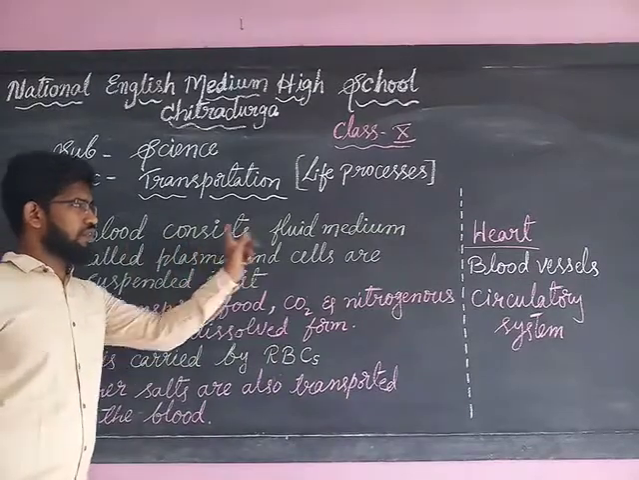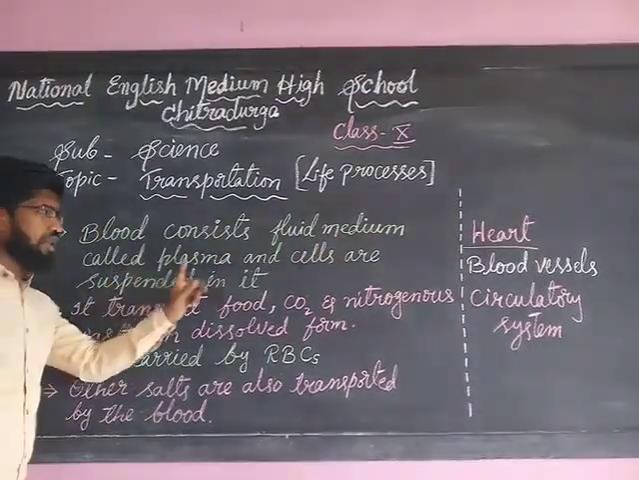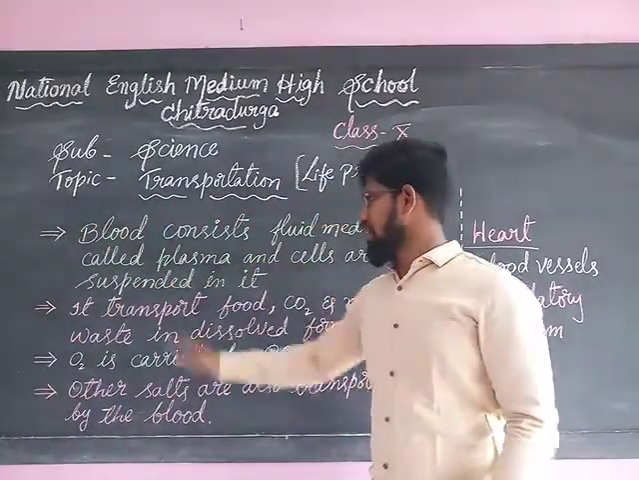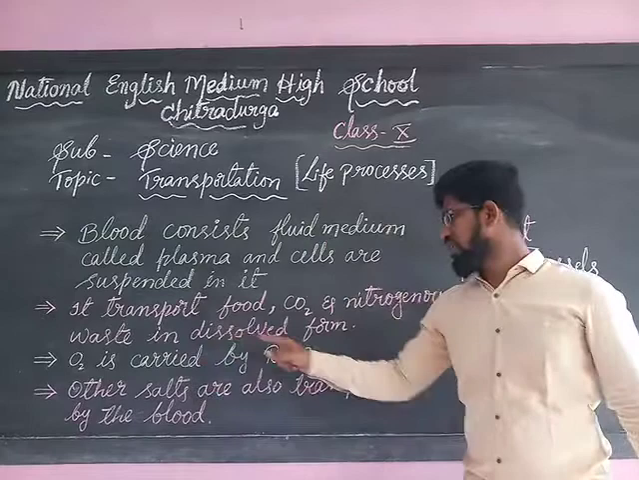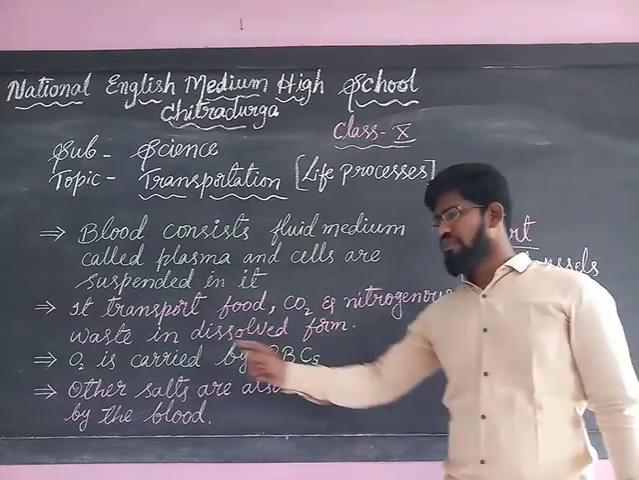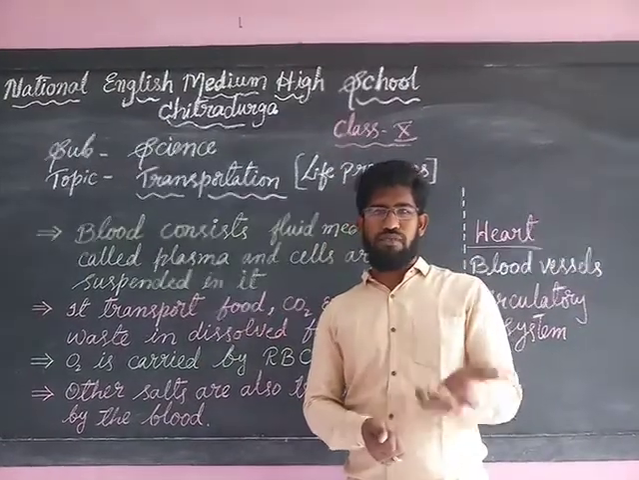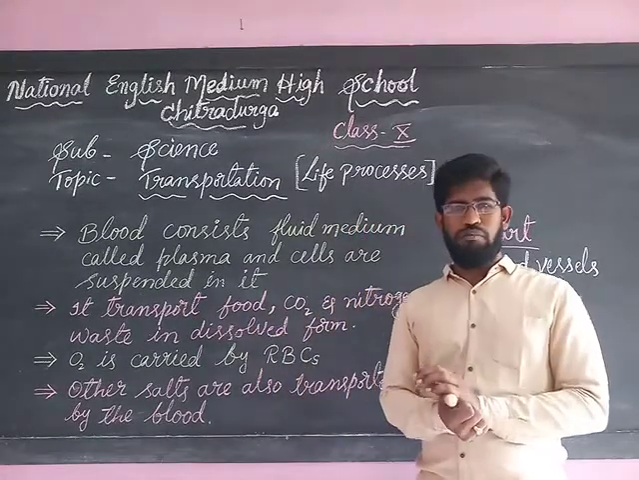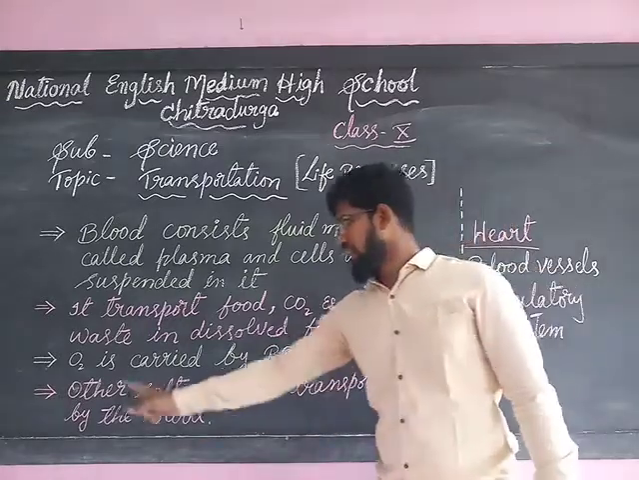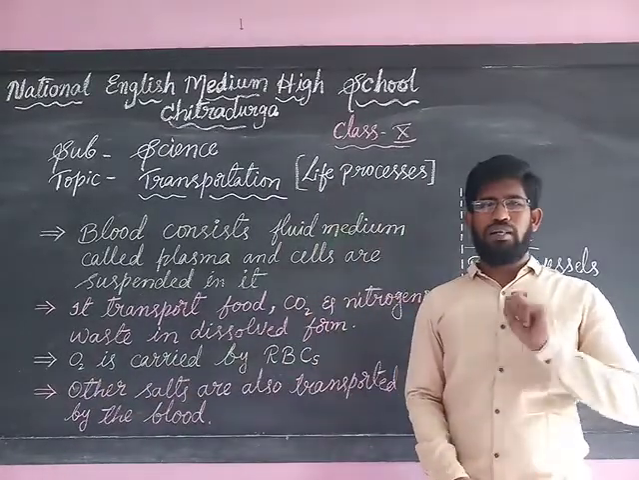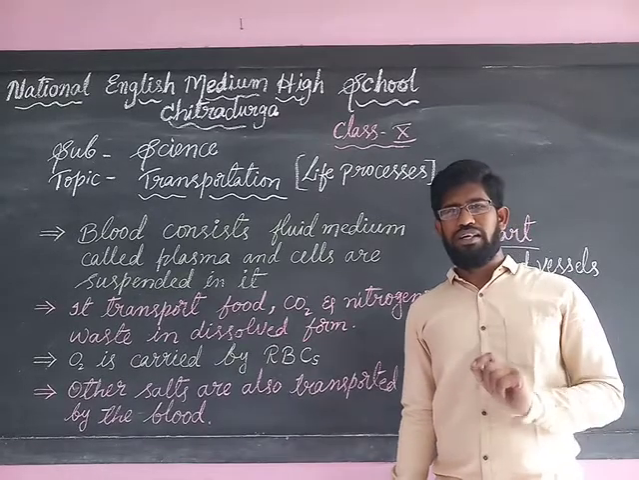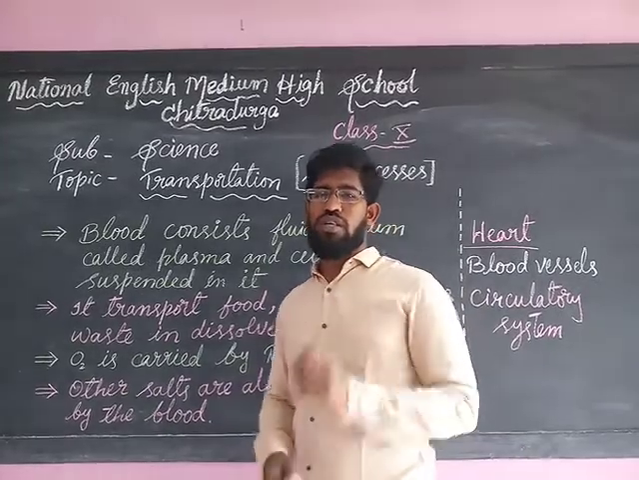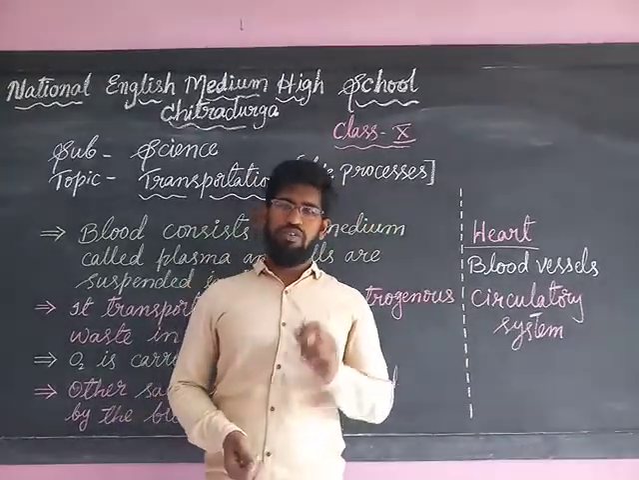The blood consists of a fluid medium called plasma and the cells are suspended in it. The blood transports food, carbon dioxide and nitrogenous waste in a dissolved form, because the blood is a liquid, so these are all dissolved into the blood and transported around the body. Oxygen is carried by RBC, which means red blood corpuscles. Other materials such as salts are also transported in our body with the help of blood.